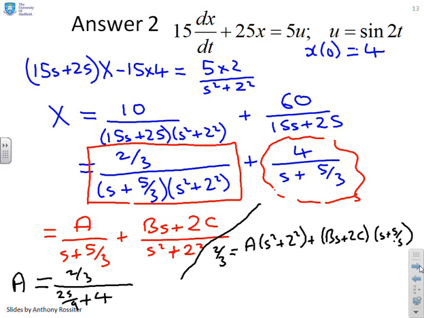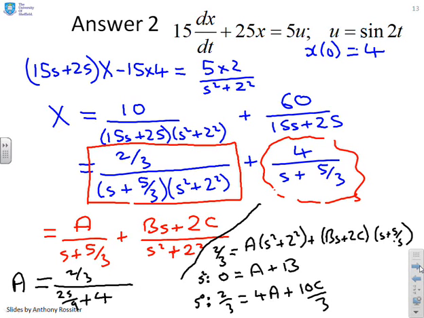So having done that, can I now solve for b and c? Well, fairly clearly, equating coefficients of s squared, I get 0 equals a plus b. I already know a, and therefore I can get b. If I do constants, so s to the power 0, I get 2/3 equals 4a plus 10c over 3. So again, I've already got a, so I can solve for c.